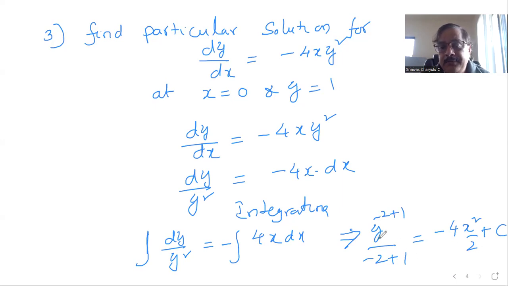So now here y to the power of minus 1 by minus 1. Here 2 will go 2 times, you can cancel. So that will become minus 1 by y, correct? Minus 1 by y is equal to minus 2x square plus c1. So now this is the general solution.